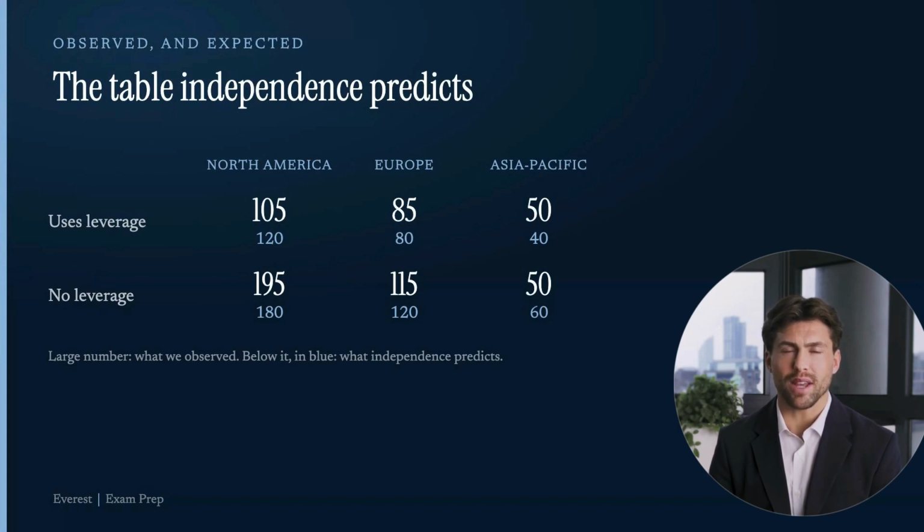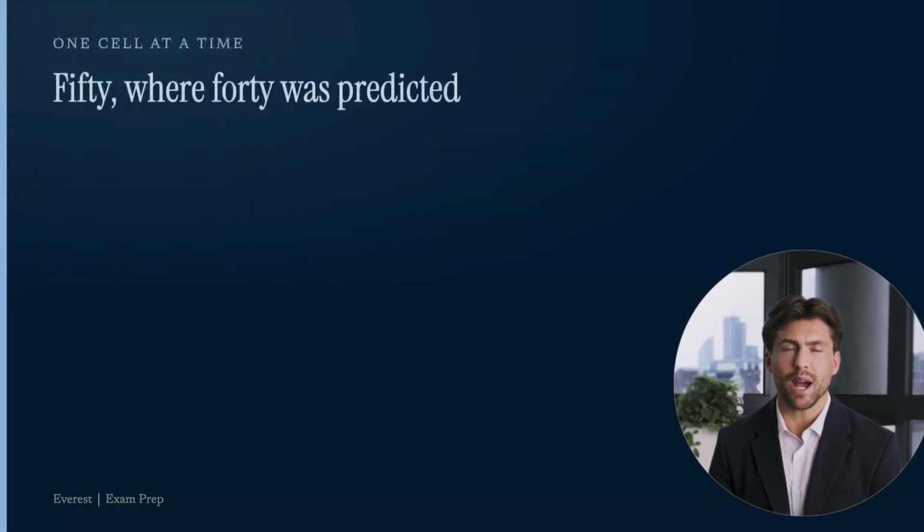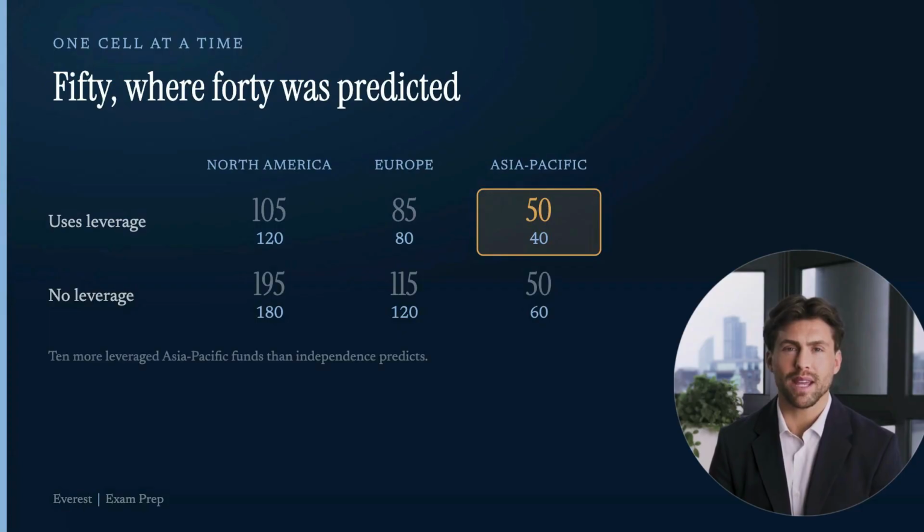120, 80, and 40 across the top. 180, 120, and 60 across the bottom. Notice, they still add to exactly the same row and column totals as the real data. That's the point. Only the split inside has changed. Now look at Asia Pacific and leverage. Independence predicts 40 funds. There are actually 50. 10 more than expected in a cell that only expected 40. That single cell does a lot of the work in this test. And in a moment, we'll say exactly how much.